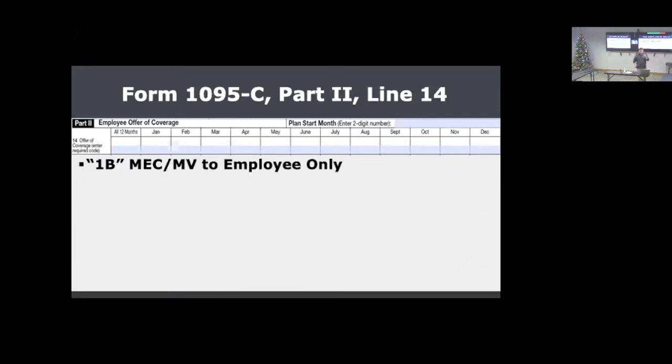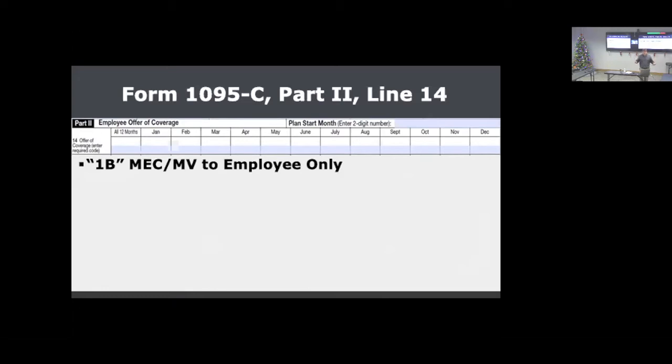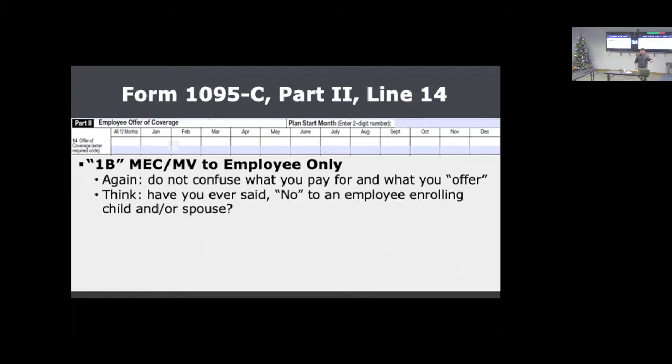1B, and this is where it gets confusing 2 months from now or 3 months from now, offered minimum essential coverage and minimum value to only the employee. Check for understanding, right? If you say to Jane Doe, the para, or to John Doe, the para, yes, we'll pay for the single insurance, but you can't enroll your spouse and dependents, you can't use 1A, right? Because you didn't offer to spouse and dependents. So the only code you can probably use then is 1B, because we didn't offer to them. But don't confuse what you offered to pay for with who they could have enrolled, because you're not going to use 1B if that employee could pay out of pocket for their spouse and their dependents.